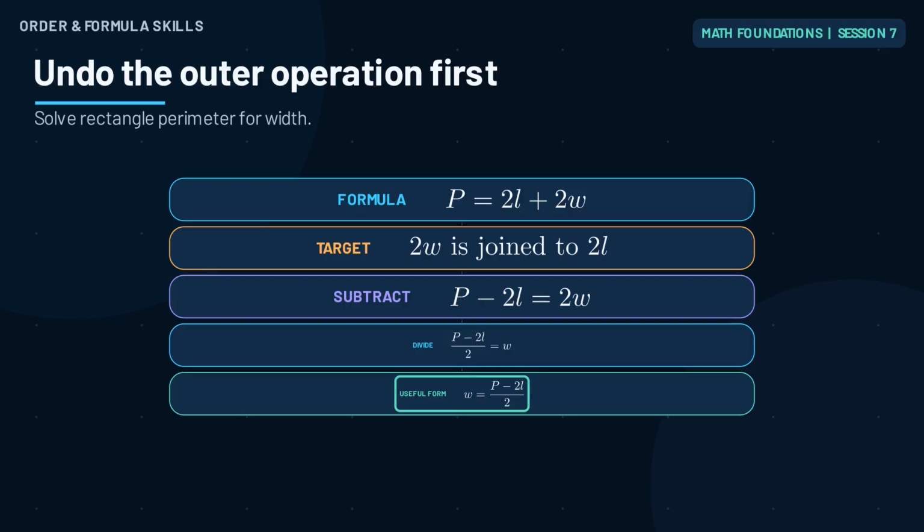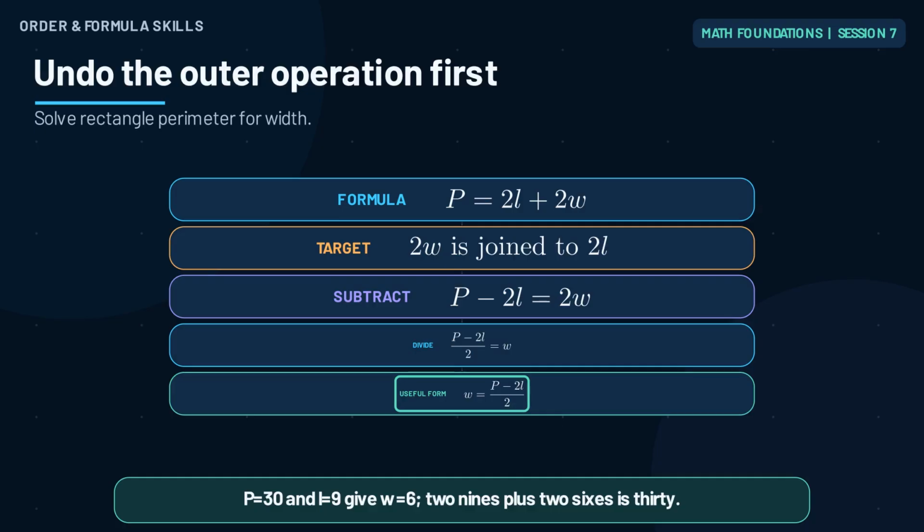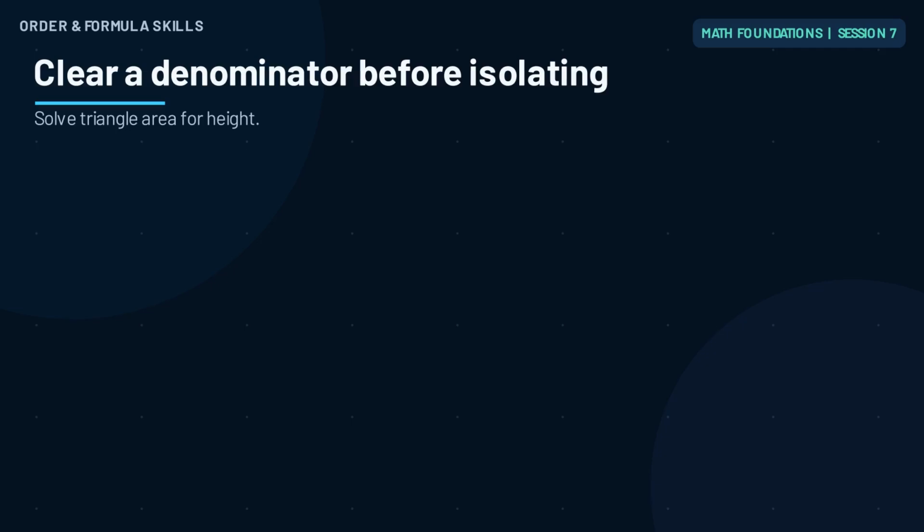With P equal 30 and L equal 9, W equals 6. 2 9s plus 2 6s returns 30. Parentheses show that the entire difference is divided by 2. A fraction in a formula can often be cleared before isolating the variable.